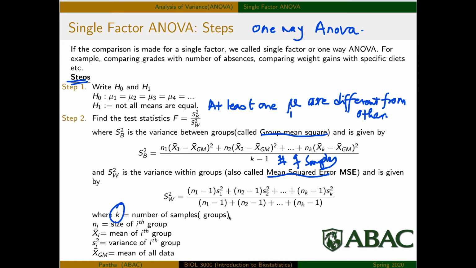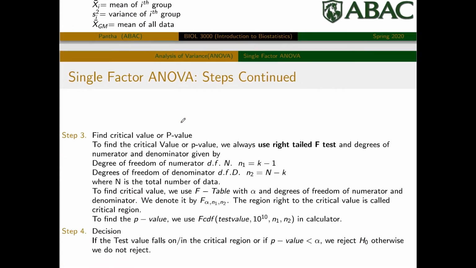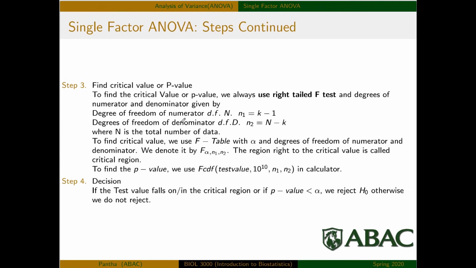That's how this is. So once you find S squared B and S squared W by using this formula, then you find the test value given by S squared B divided by S squared W. Step 3 is finding the critical value or the p-value. How do I find the critical value? To find the critical value or p-value, we always use the right tail test. Don't forget that. We have so many other tests that use just the right tail test, right? Right tail chi-square test. Do you remember that?